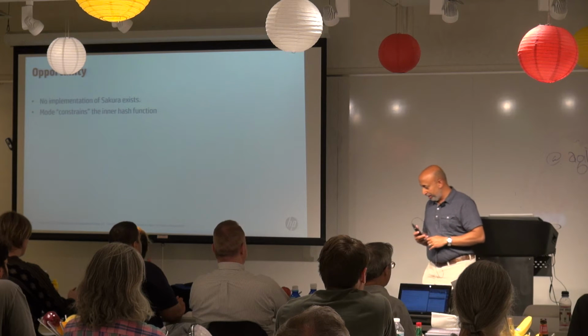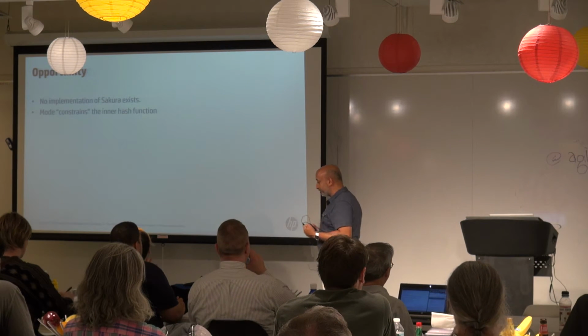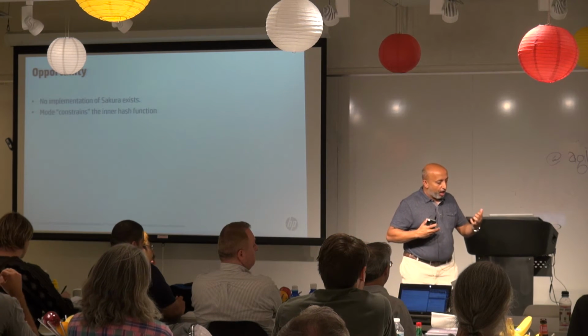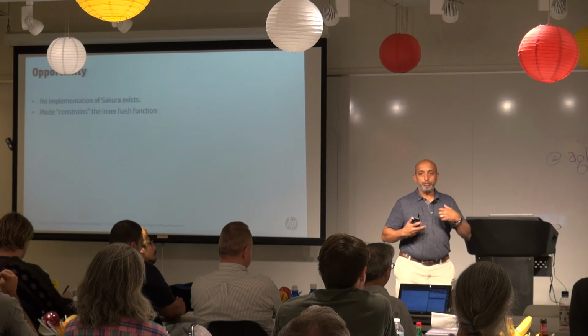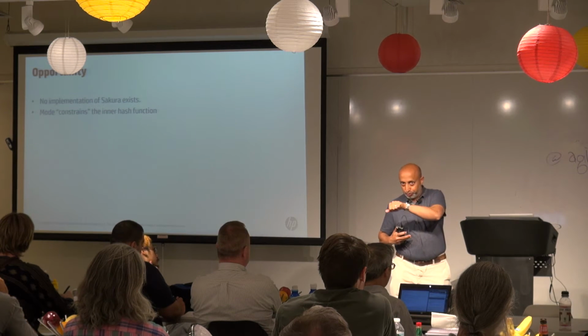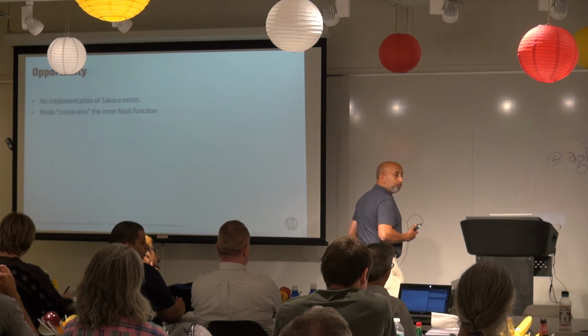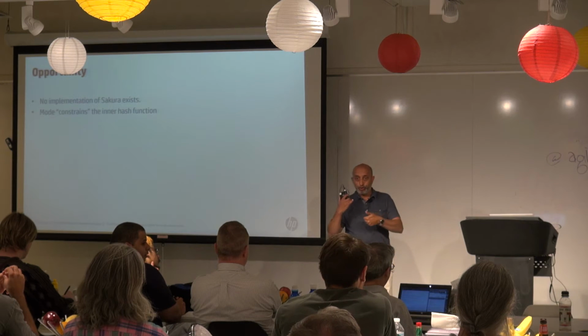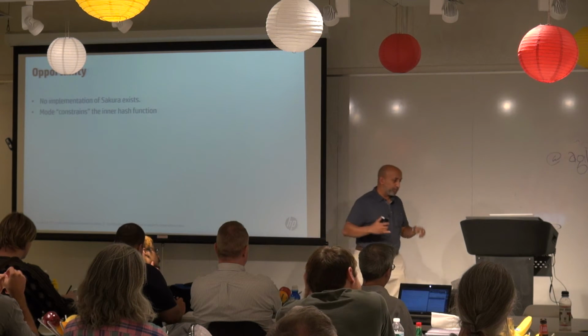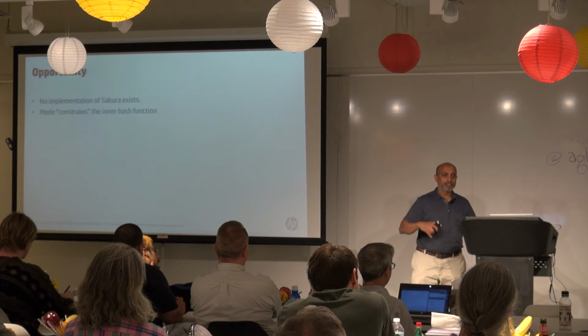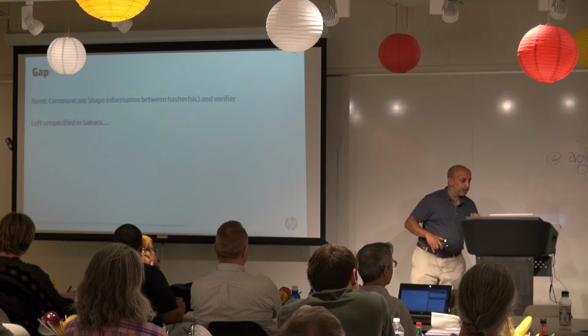The second thing that the Sakura authors had intended to do perhaps, but left out, was how do you communicate about the shape between the person who computes the hash and someone who verifies the hash. So this was a double opportunity: no implementation, a conceptual gap. That's why both of us decided to do it as a 5%, 10%, or nights and weekends project.